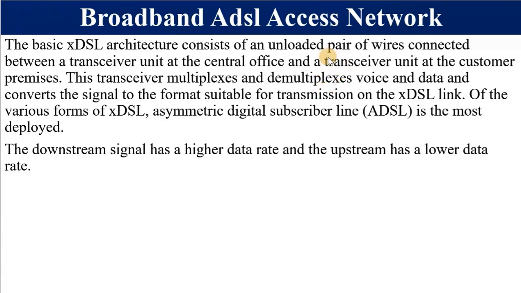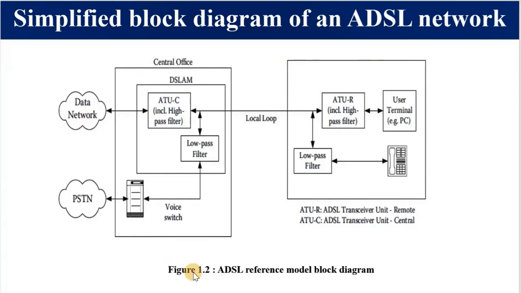And the responsibility of these two transceivers, or of the two ADSL modems, is they do the multiplexing and demultiplexing of voice and data. Why? Because we want to adapt our digital signal to the characteristics of our UTP line so that there is efficient transmission of our ADSL signal. And please take note that we discussed that the downstream signal has a higher data rate or higher speed when compared to upstream.